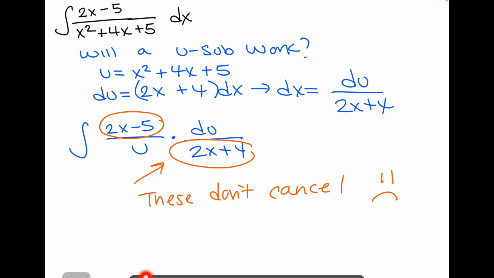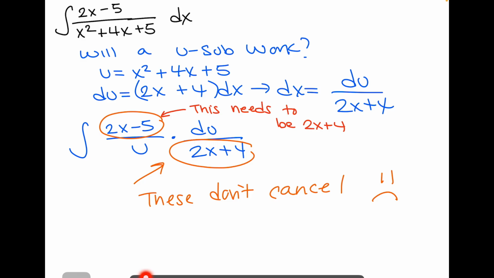The u sub would work if my numerator had a 2x plus 4 or a multiple of 2x plus 4. But again, the problem is that minus 5. We have 2x minus 5 instead. I really want those terms to cancel so that I can use my u sub. So again, that numerator has to be a 2x plus 4, because then the u sub would work.